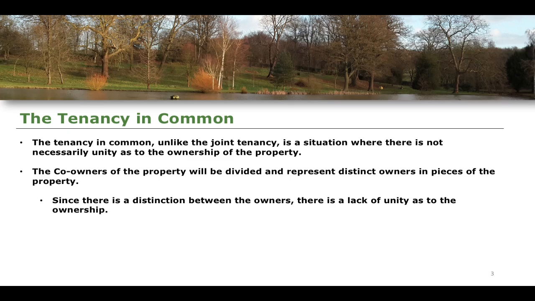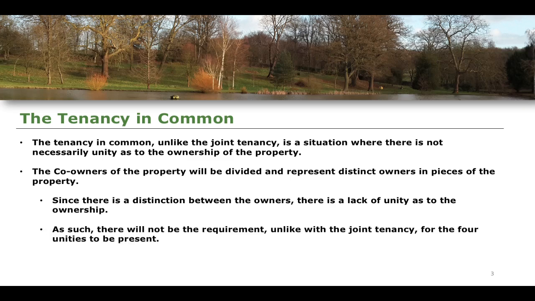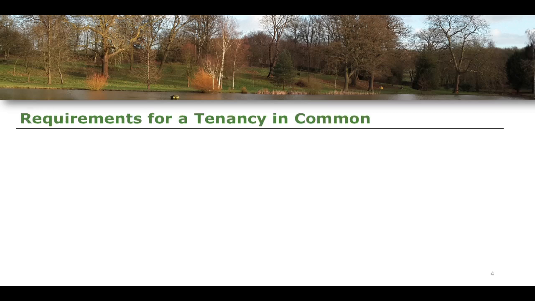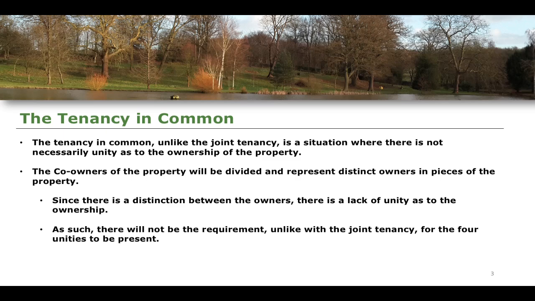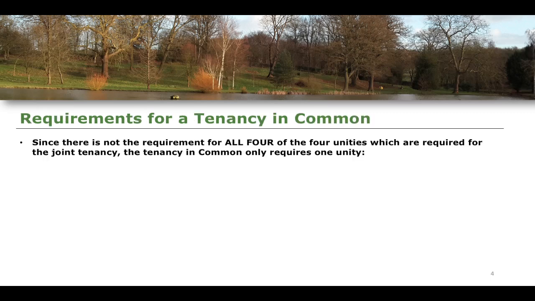Since there is a distinction between owners, you would probably come to the conclusion that there would be a lack of unity as to ownership, at least as a requirement to show a tenancy in common. And you'd be right. There is no requirement for there to be the four unities when we talk about the tenancy in common. So this idea of there being a unity of possession, unity of title, unity of interest, and unity in time is not a requirement for the tenancy in common. The only requirement is that there be one of the unities that exists for the tenancy in common. This is the unity of possession.